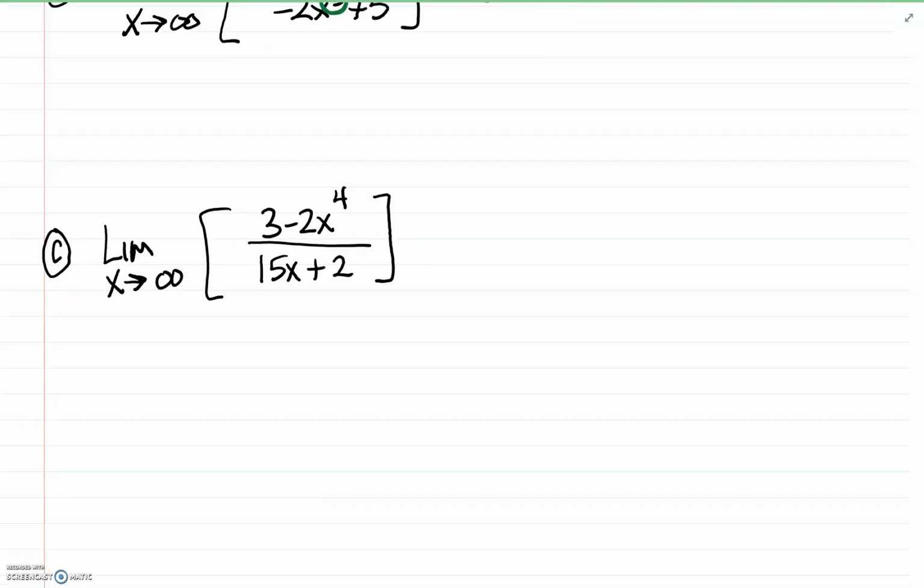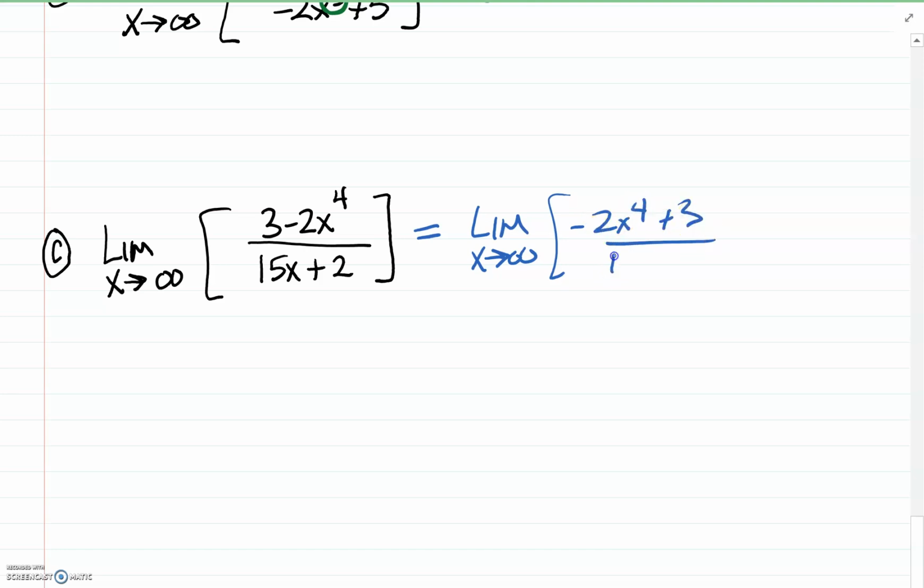So for this last one, if I want the limit as x approaches positive infinity of 3 minus 2x to the fourth over 15x plus 2, I can rearrange this and say that this is the limit as x approaches infinity of negative 2x to the fourth plus 3 over a positive 15x plus 2. So I'm writing it in standard form. And now I can see that the degree on top is a 4, the degree on the bottom is a 1. So this is a top-heavy rational function.